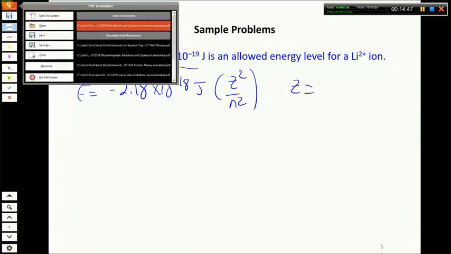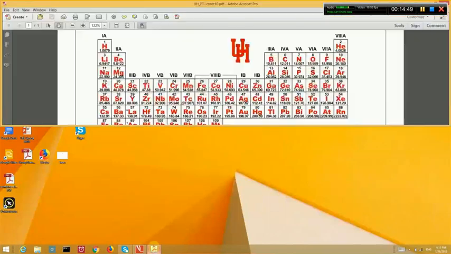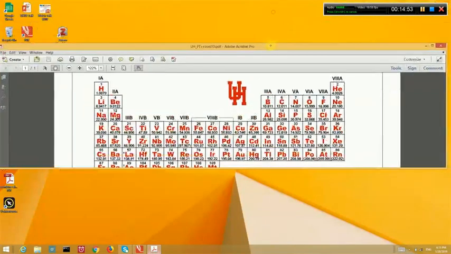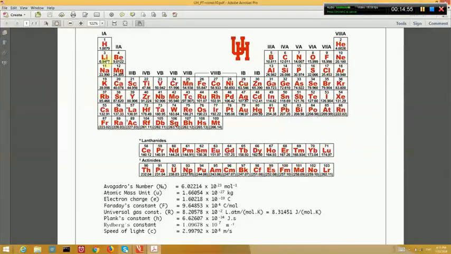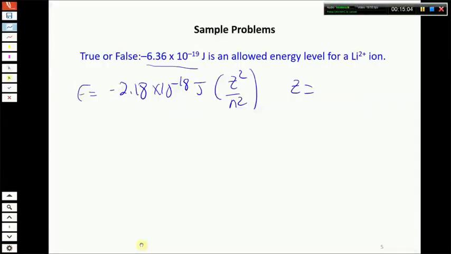We go to the periodic table. We can find that always on the periodic table, so you don't have to memorize the order necessarily. All right, so lithium is here. It's number 3, so that means lithium 2 plus has 3 protons. It also is a 1 electron system. We can verify that that's true also. So Z is equal to 3 for lithium.